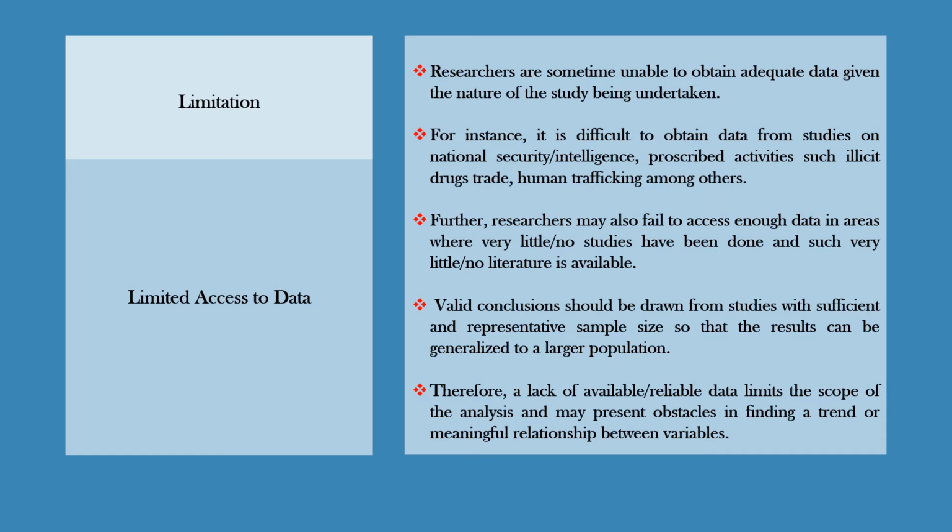Researchers may also fail to access enough data in areas or in studies where very little or no studies have been done, and as such, very little or no literature is available. Indeed, there are always emerging issues, and some of the pioneer studies in some of these emerging areas might find it difficult to get enough information due to the fact that not much is known or not much information is already available about these areas.